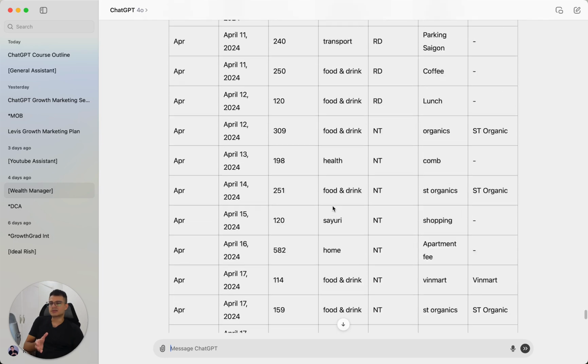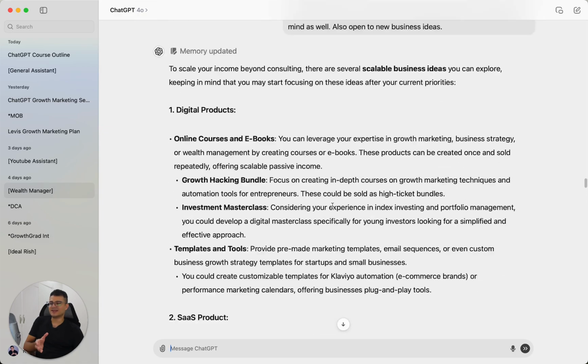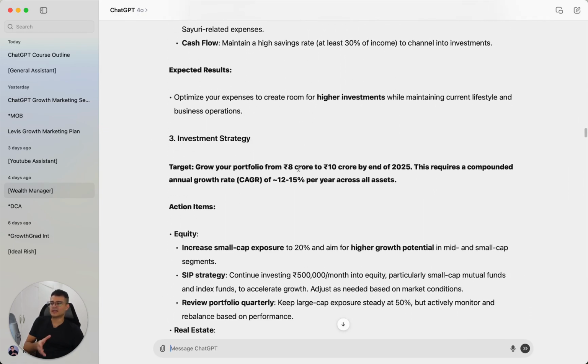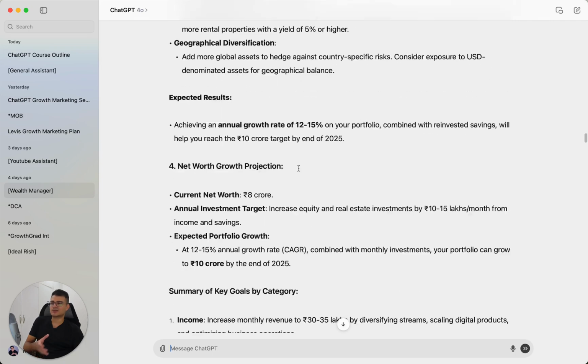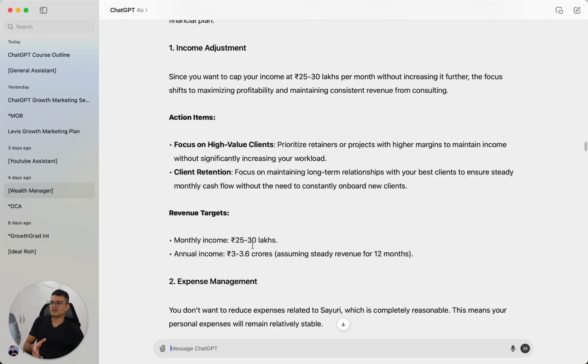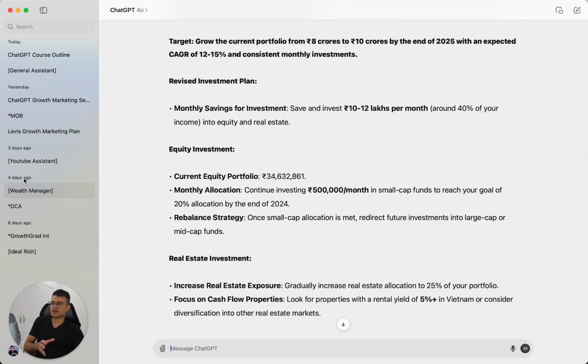This is the Wealth Manager trying to clean the data up for me, for my expenses and so forth. But the Wealth Manager is just focused on wealth. So diversifying the investments, diversifying the income and so forth. Income adjustment, revenue targets, expense management, investing strategy. Those are the things the Wealth Manager is focusing on.